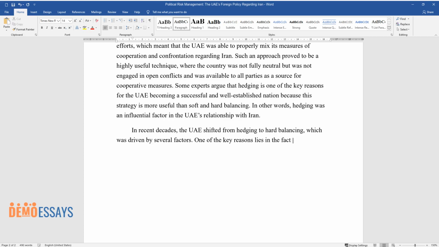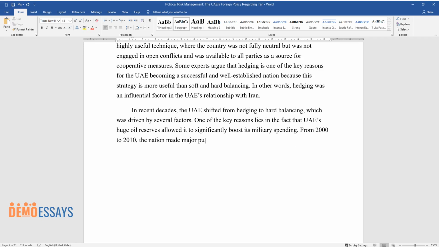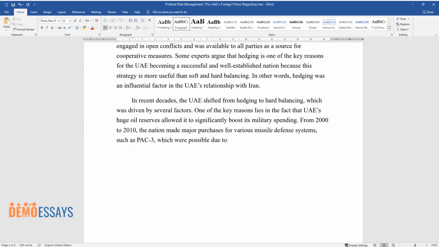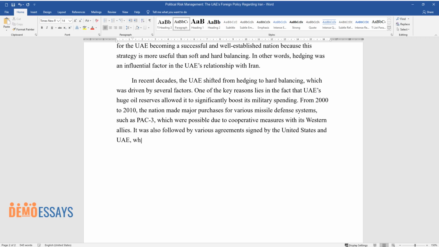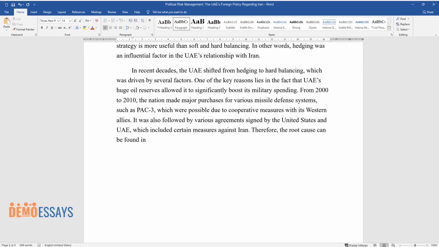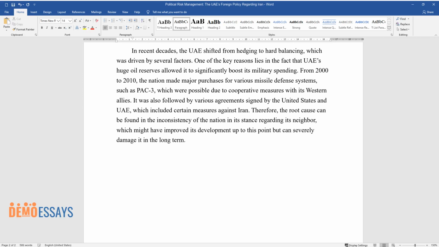One of the key reasons lies in the fact that UAE's huge oil reserves allowed it to significantly boost its military spending. From 2000 to 2010, the nation made major purchases for various missile defense systems, such as PAC-3, which were possible due to cooperative measures with its Western allies. It was also followed by various agreements signed by the United States and UAE, which included certain measures against Iran. Therefore, the root cause can be found in the inconsistency of the nation in its stance regarding its neighbor, which might have improved its development up to this point but can severely damage it in the long term.